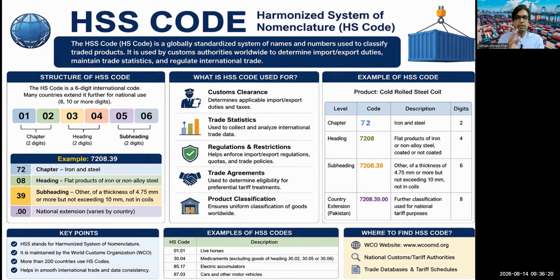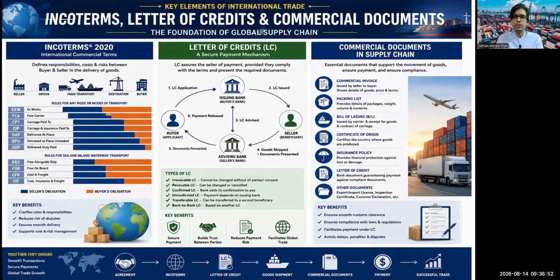So if there is a 7208.39, 72 defines the chapter, which is iron and steel. For example, I'm just quoting an example. 8 could be the heading. Iron and steel is the category, and 8 is the flat-rolled product of iron or non-alloy steel. 39 could be the subheading, other, of a thickness of 4.74, determining what the actual specification of that product is. Based on that, you define the customs duties. It stands for Harmonized System of nomenclature that you use for determining the customs duties tariff.